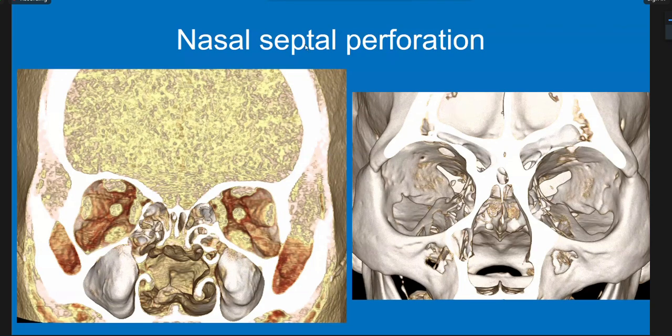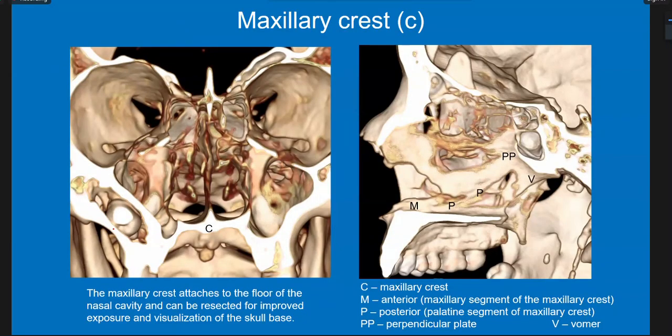with this particular case. You have the maxillary crest. The maxillary crest attaches to the floor of the nasal cavity. It has an anterior part, the maxillary segment, and the posterior part, which is the palatine segment. Notice that if you follow the floor of the nasal cavity, you can follow it towards the end of the floor of the sphenoid sinus. The nasal septum, as you all know, is divided into two parts. The inferior part is the vomer here, and the perpendicular plate of the ethmoid bone.